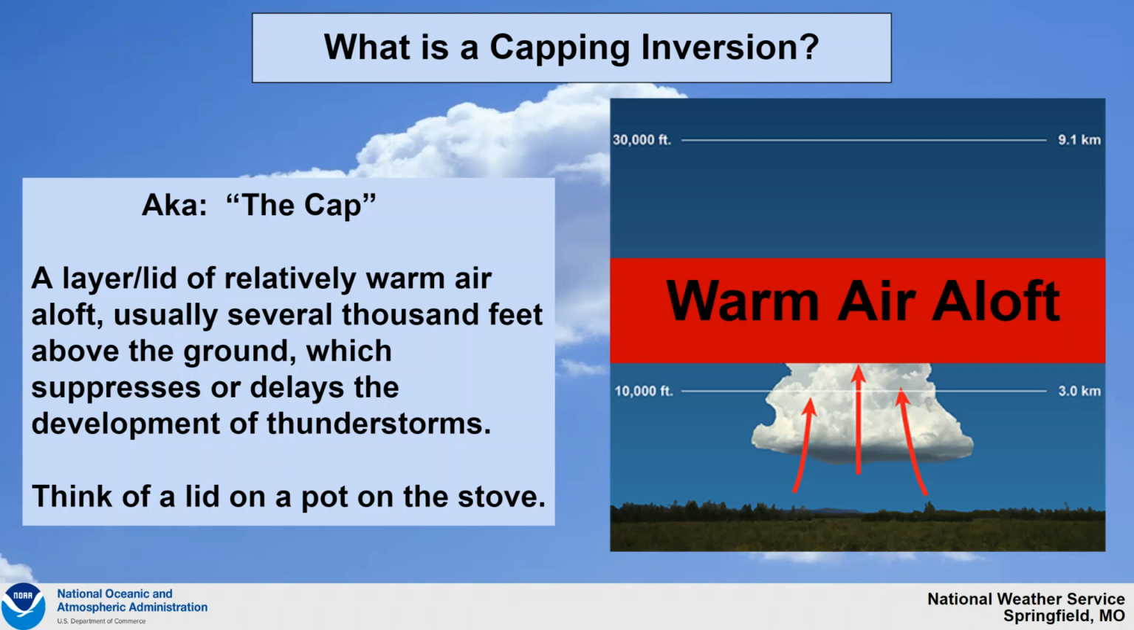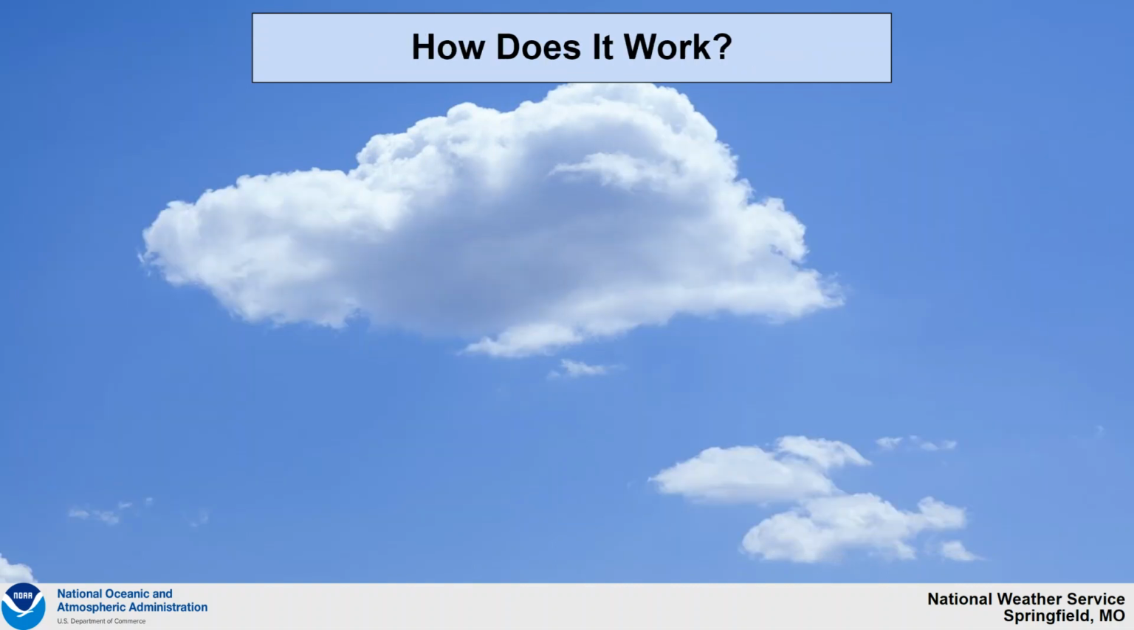So think about a lid that's on a pot on the stove. You may have something cooking, you've got all this heat in there or steam, and it's not able to come out of the pot until you release or lift the lid. That's how the cap works. Until the cap is lifted or eroded away, all that energy remains below. Therefore, the clouds cannot rise.